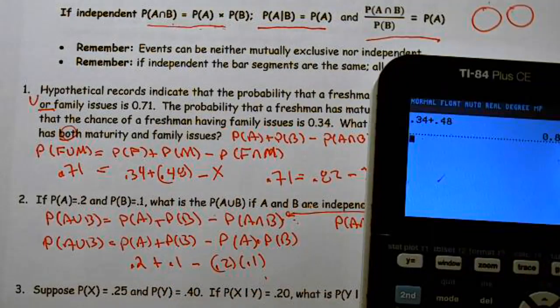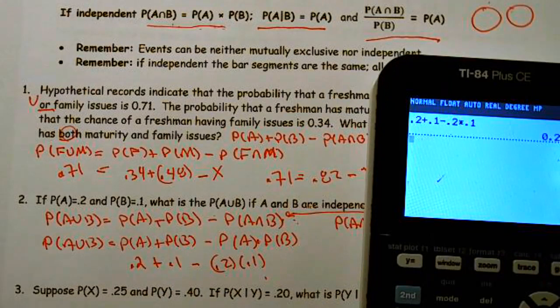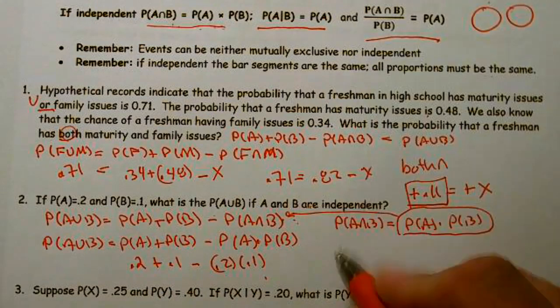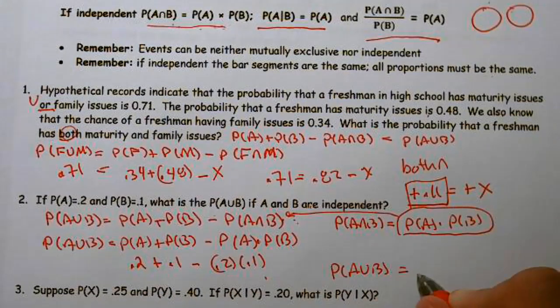So we're ready to solve at this point. 0.2 plus 0.1 minus 0.2 times 0.1, and we end up getting 0.28. So the probability of A union B equals 0.28, and there's our answer.